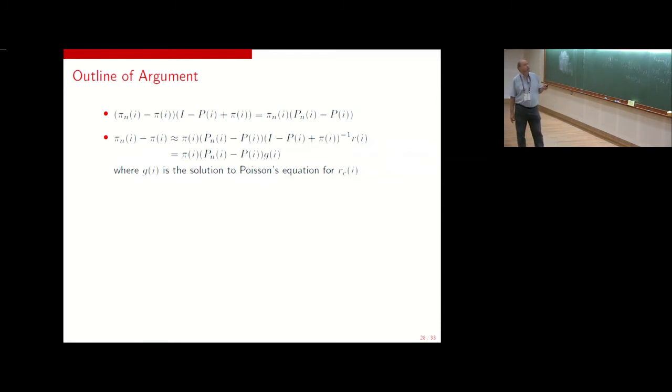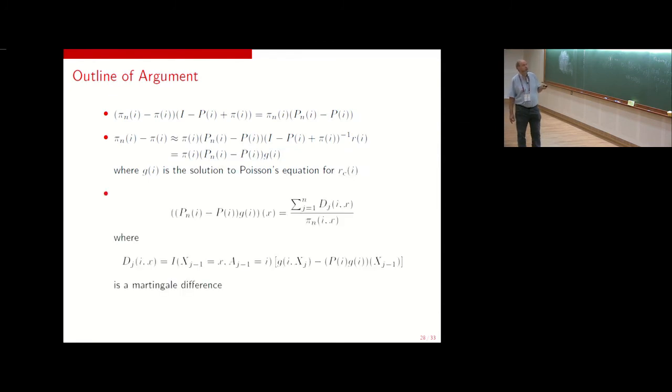So here's Poisson's equation coming up when you bring the inverse of this matrix over to the right-hand side. And when you look at these differences of the Pn of i's minus p of i's hitting these solutions to Poisson's equation, these g of i's, it's a very simple calculation to show that these things are basically going to be martingale differences involving the solution to Poisson's equation. And when you have martingale differences, that makes variances very easy to compute, which is basically why you get this very nice variance decomposition appearing in that central limit theorem.